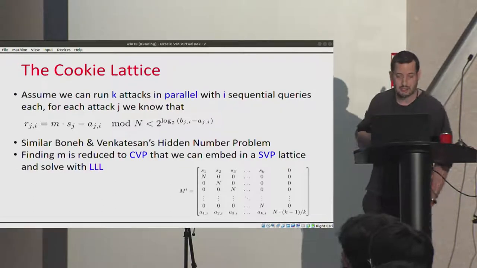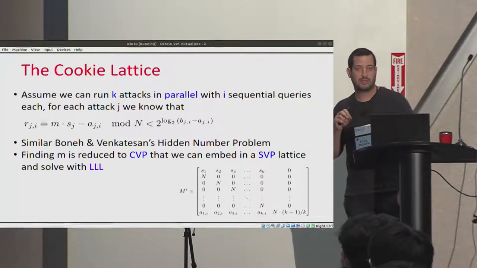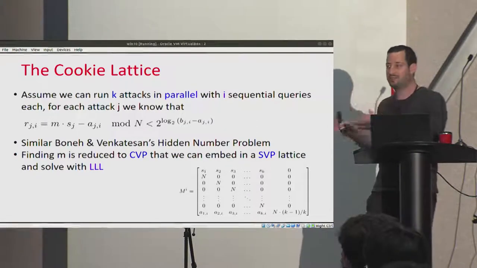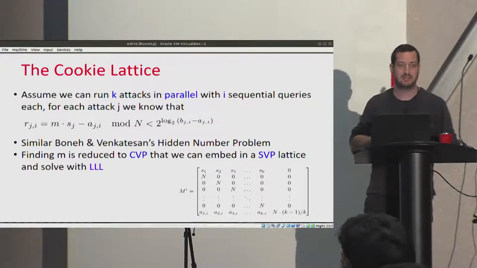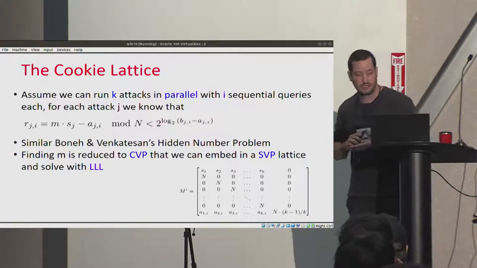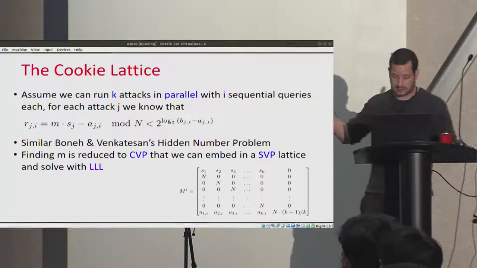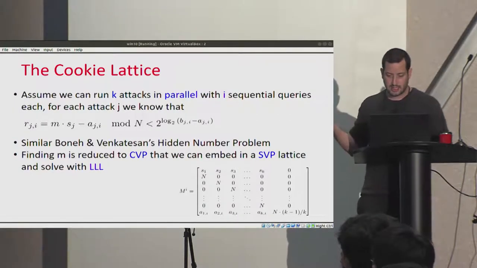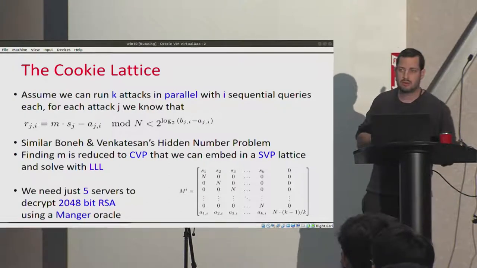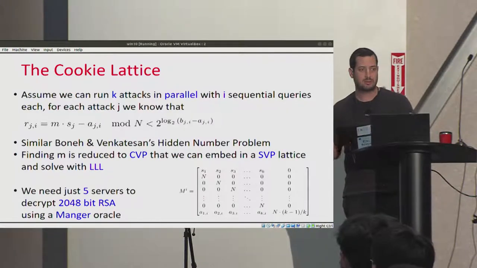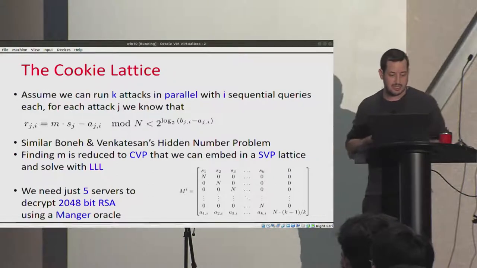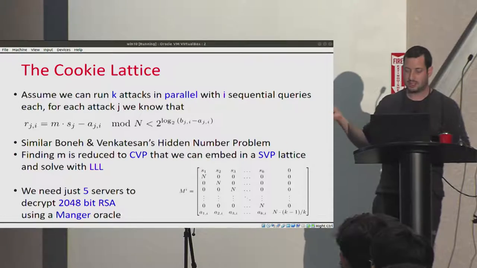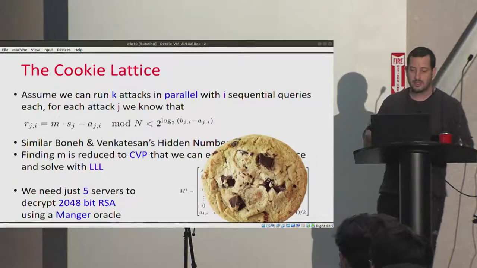So basically, finding m is reduced to solving the closest vector problem in a lattice. We can embed this in the shortest vector problem of a lattice and then solve it relatively efficiently using LLL. And this is the lattice that we create for this attack. And in the end, what we need is about 5 servers in order to decrypt 2048 bits RSA using this Bleichenbacher Oracle. So in the end, we get a cookie.